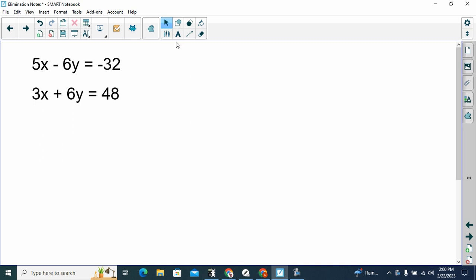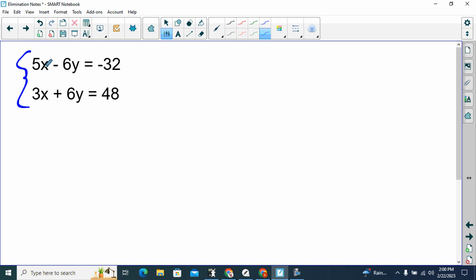Often it'll say solve by elimination. It's pretty clear that you should use elimination in that case. We can tell that the elimination is going to be the best method here because none of the equations say x equals or y equals. All the x's and y's are on the same side of the equal sign.